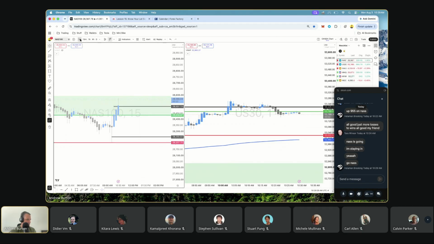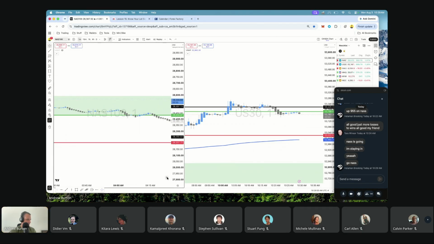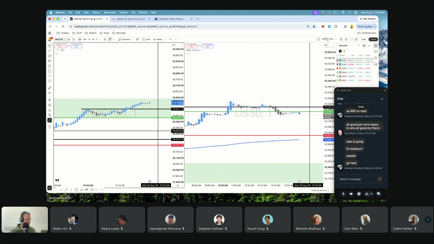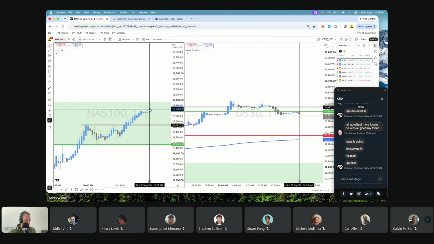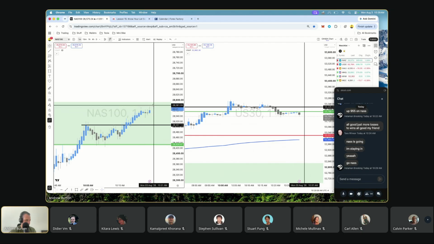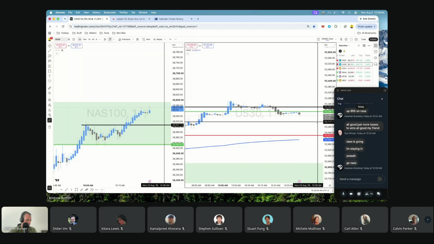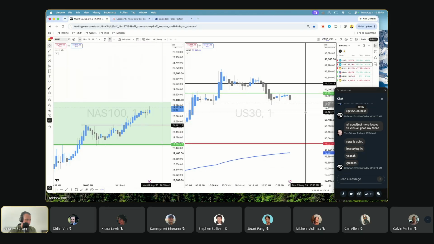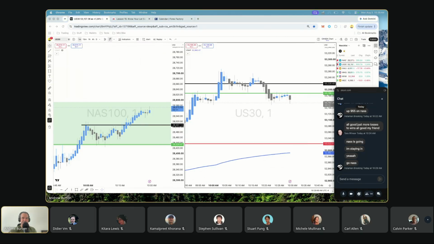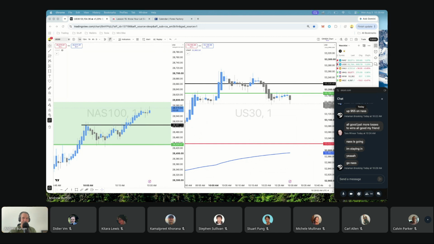Nasdaq looks like it's almost there. Yeah, so if I was in this trade, I'd be taking profit now, or I'd be taking profit when it touches around this area, and that would be a pretty good trade. US30, we could take a short in it. Once again, guys, I'm paper trading. I'm not in my live account there.